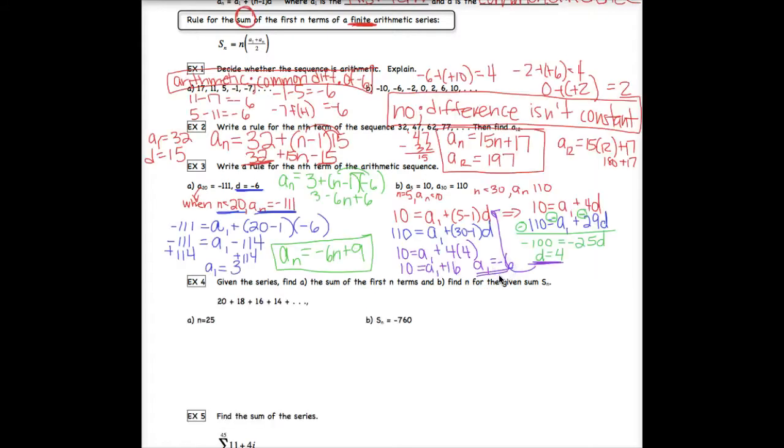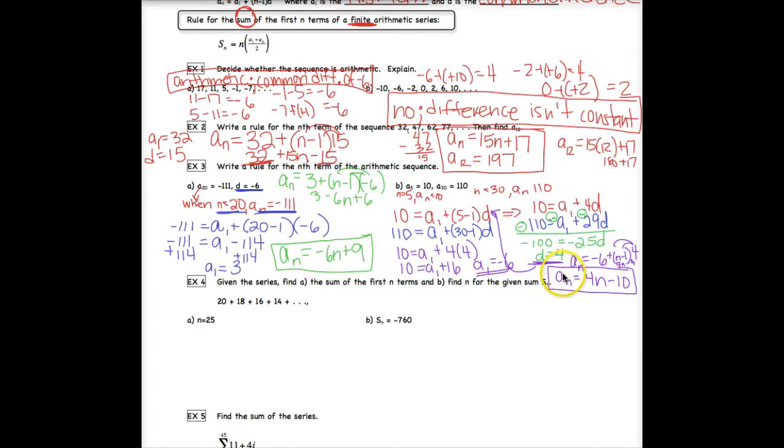So now, if I look at this, this now is what I have here. A sub 1, I have d, so now I can write my final answer, which is that a sub n is going to equal negative 6, because that's my a sub 1, plus n minus 1 times d, which d is 4. So distribute, and this would be 4n minus 4. So that gives you 4n, negative 6 plus negative 4 is negative 10.